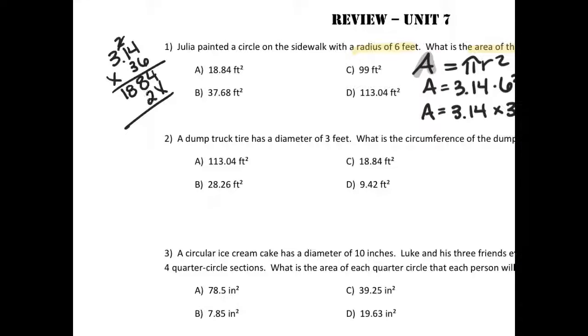3 times 4 is 12. And then carry 1 right there. 9, 10, 11, 12, 13, 10, 11. And then we have 2 behind the decimal, so there's 2 behind the decimal in our answer. So you should have gotten 113.04, which is answer choice D.